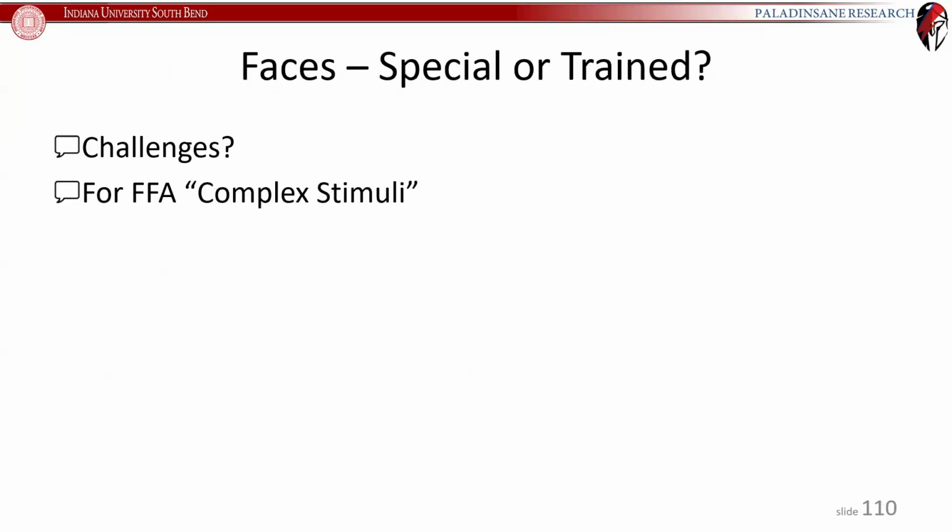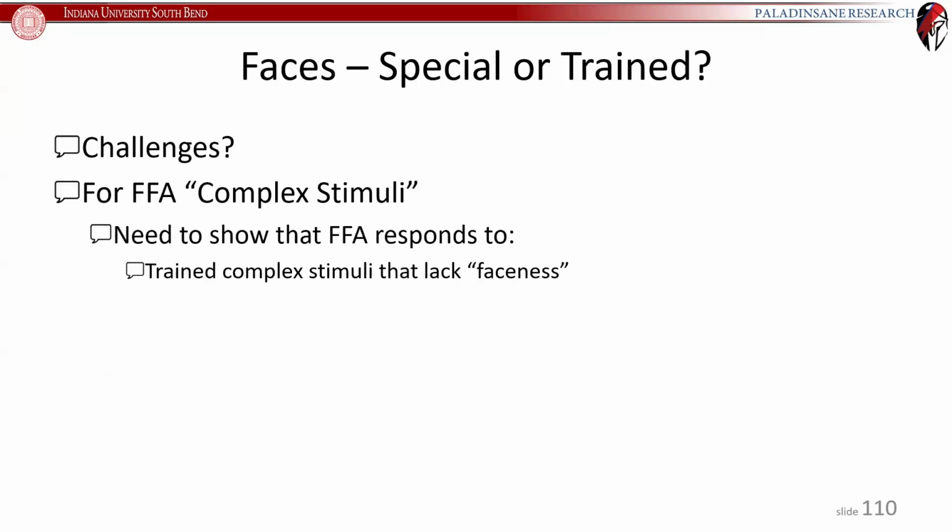And if you want to show that the fusiform face area is just for complex stimuli, you need to show that it responds to trained complex stimuli, again, that lack faceness. If you can achieve that, then we have a much better way of understanding and concluding whether it's special or trained, whether it's for complex stimuli or for faces specifically.